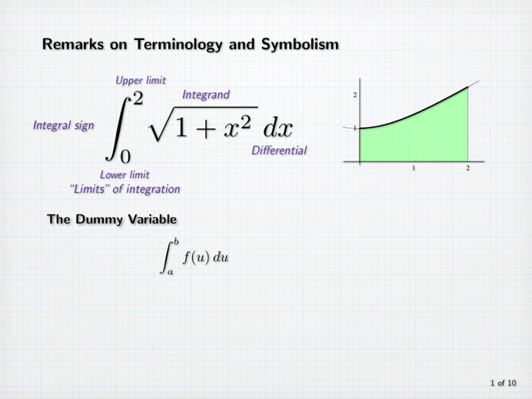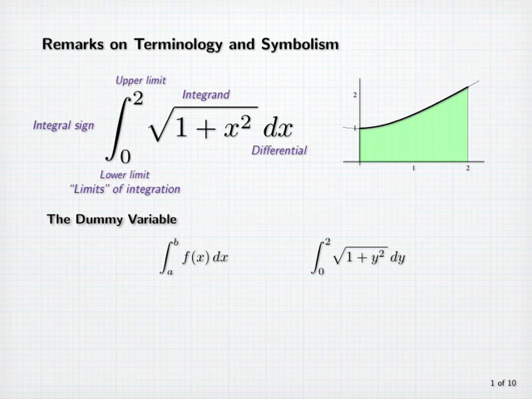In fact, we could even abbreviate further and simply write the integral from a to b of f. For instance, the integral from 0 to 2 of the square root of 1 plus x squared dx could also be written as the integral from 0 to 2 of the square root of 1 plus s squared ds, or the square root of 1 plus y squared dy. All of these represent exactly the same number.